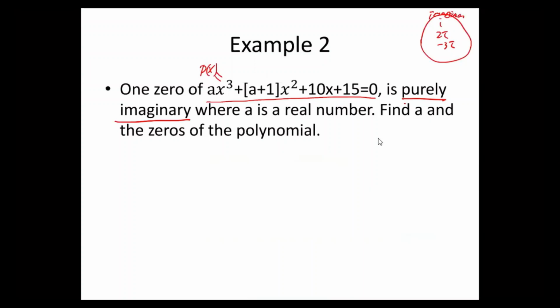Then what is not purely imaginary is something like a plus bi form, complex numbers, not purely imaginary, okay? This is what they're asking, where a is a real number, find a and the zeros. Okay, similar to example 1.